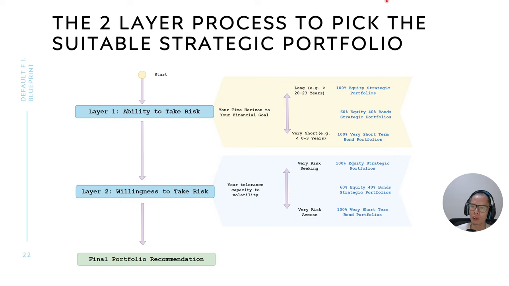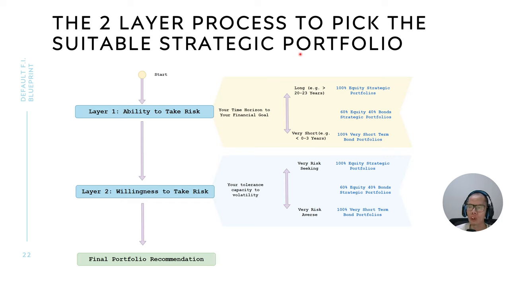We have a two-layer process to pick a suitable strategic portfolio. Strategic portfolios, for those who are unaware, are portfolios where you set it and forget it. Meaning to say, there are some people that have a certain tactical philosophy. Tactical means that you believe at a certain juncture, you should change part of your portfolio. You should increase the equity allocation or bond allocation. You should overweight China or certain regions or Japan, depending on certain opinions, or you can have certain rules-based approaches. So we call that a more tactical portfolio, or a strategic portfolio with a tactical layer to it.